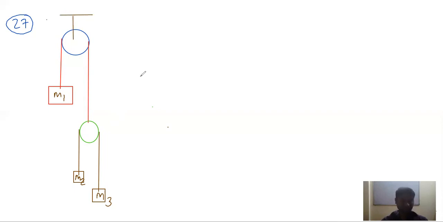Now, in this case, the question says, find the acceleration of M1 after the system is set free to move.